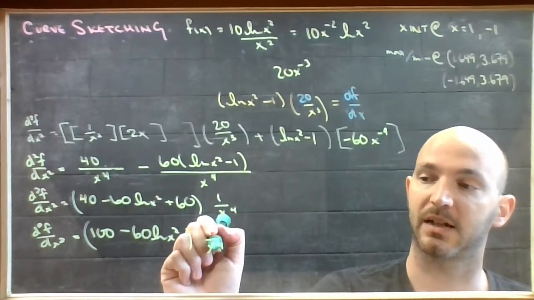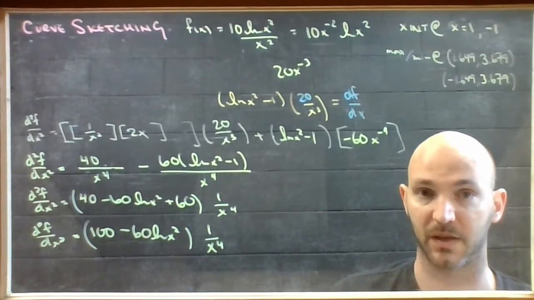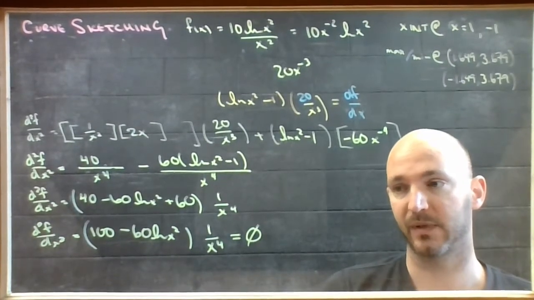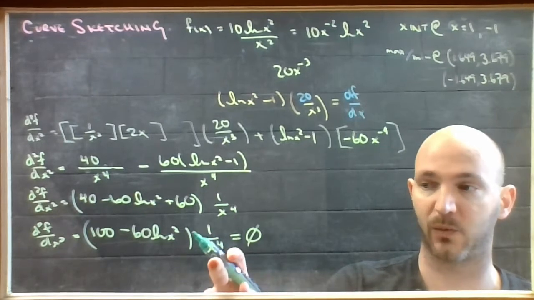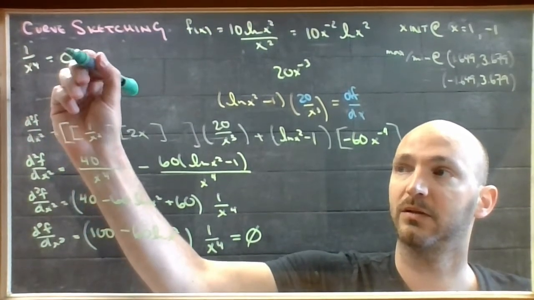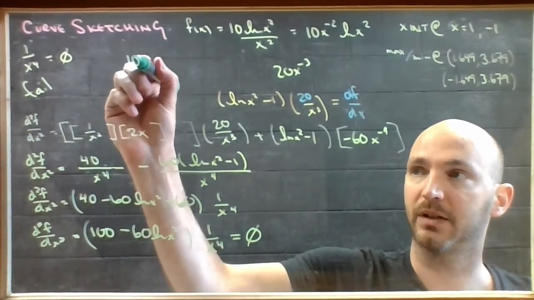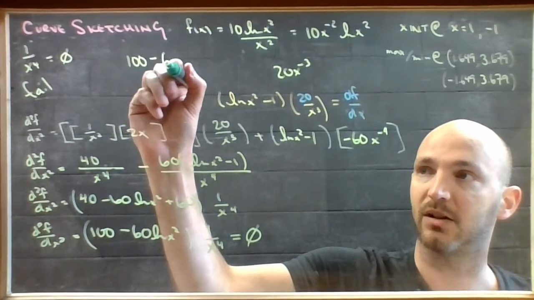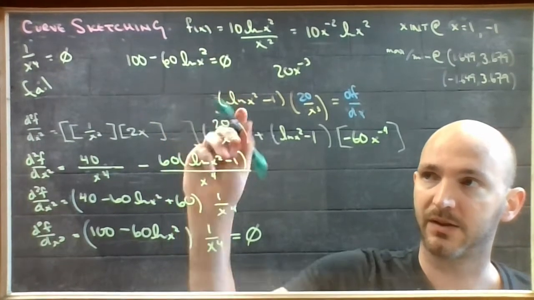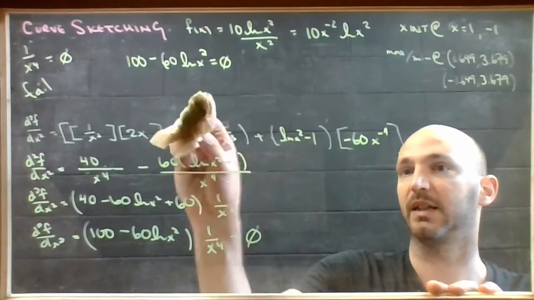So just like x-intercepts and max-mins, I need to set this thing equal to 0 in order to find my points of inflection, which gives me cases. So case 1 is either 1 over x to the 4 equals 0, which fails, or 100 minus 60 ln x squared equals 0. So that one will have solutions, but I'll need some space to do it. So clean that off.